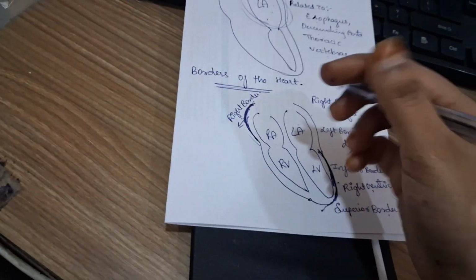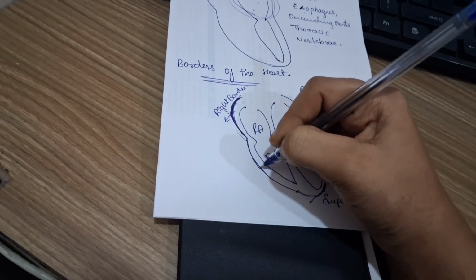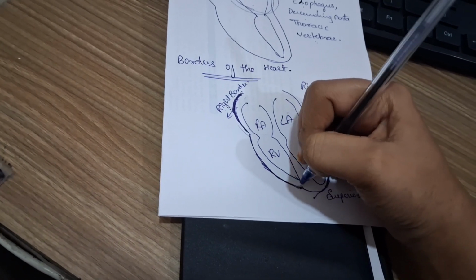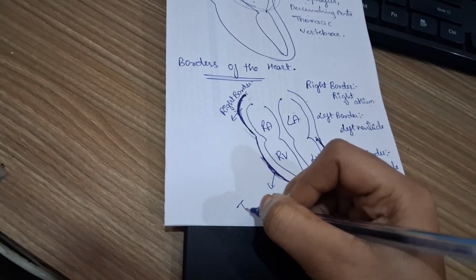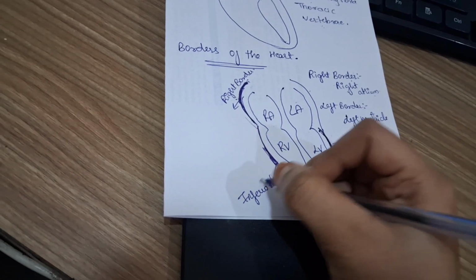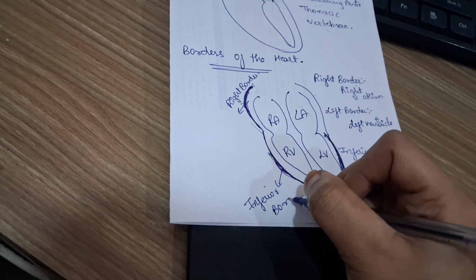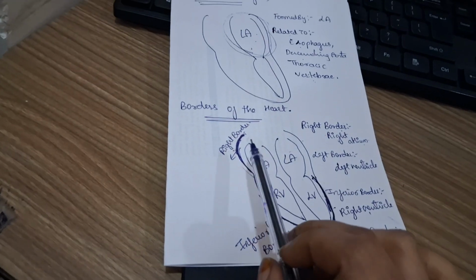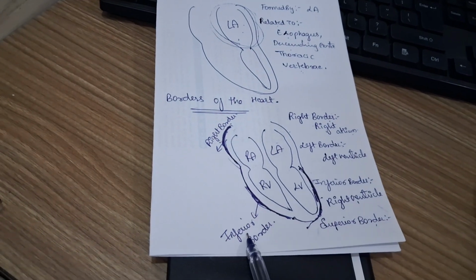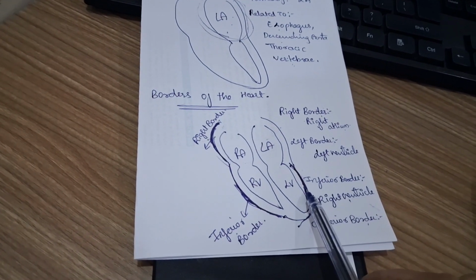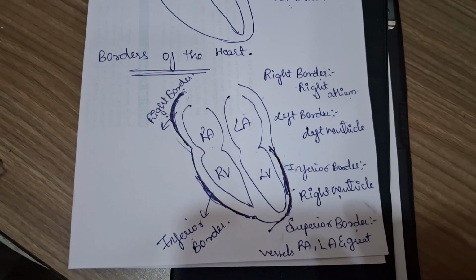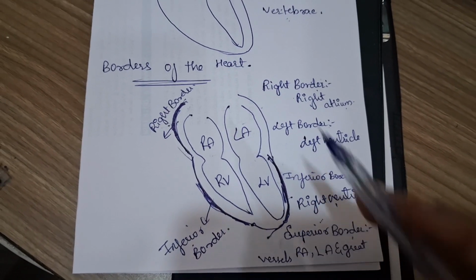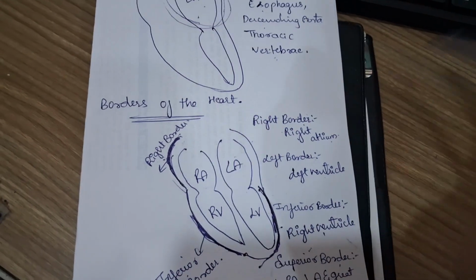Understood? So inferior means downwards. So the right ventricle is most downwards. So this is called the inferior border. Okay. So right border, inferior border, left border. Understood? Okay. Then superior means above, most superior.